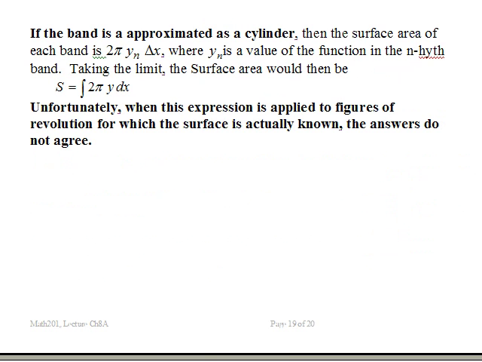For the cylindrical approximation, the one that doesn't work, but I'll just show it to you for completeness, you assume each band is just a little tiny cylinder. Okay, it's a figure of revolution, so here's the x-axis coming right through it. I'll draw it like that. So now what is the surface area of each band?